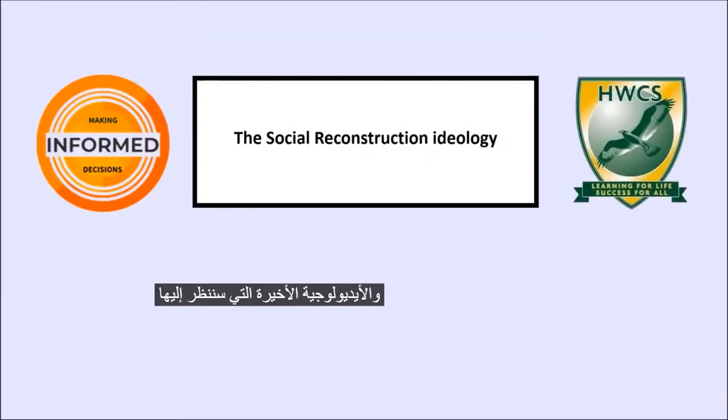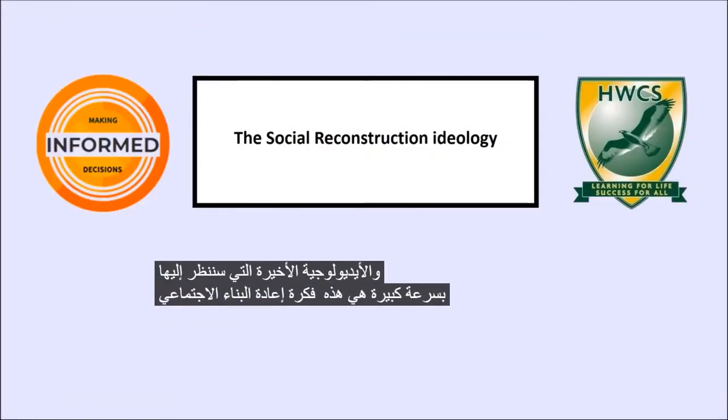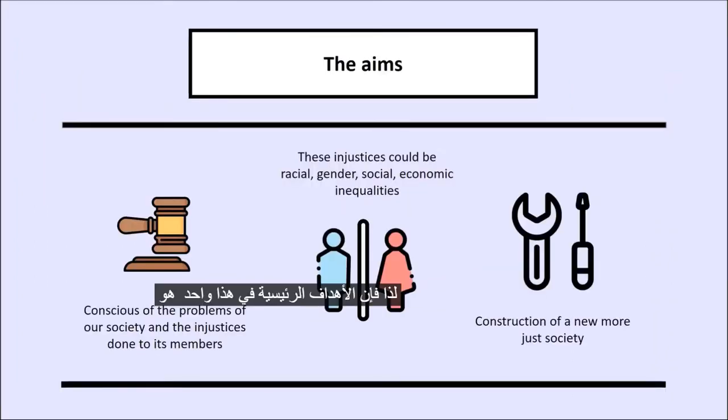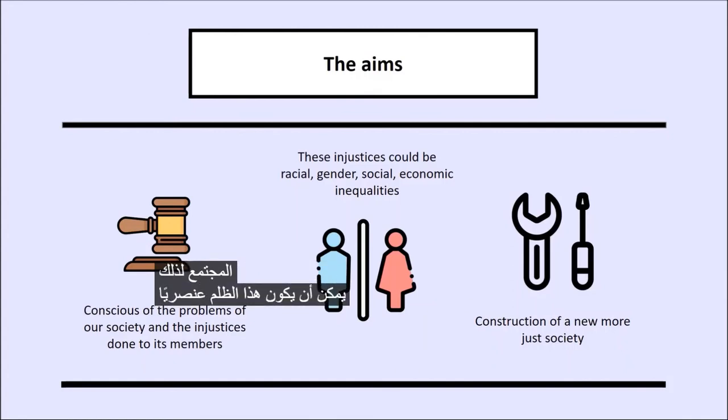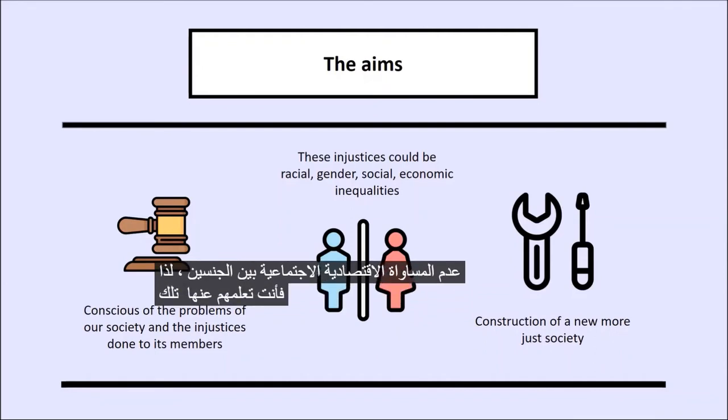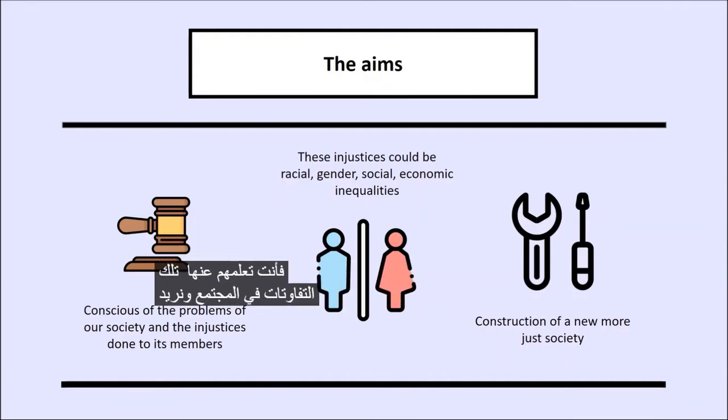The last ideology we'll look at very quickly is social reconstruction. The main aim in this one is that you're conscious of the problems in our society and the injustice done to the members of society. These injustices could be racial, or about gender, or social and economic inequality. So you're teaching them about those inequalities in society. And we want the construction of a more just society.